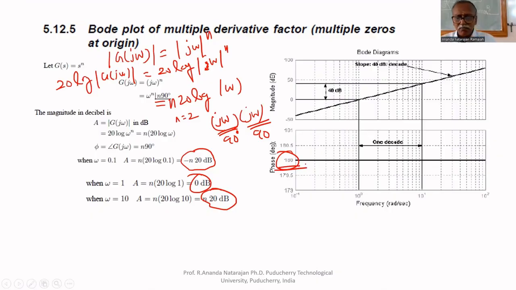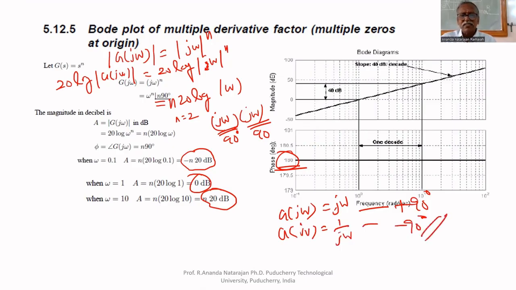What is the difference here? Plus 180 degree. 1 by s means minus 90 degree. S in the numerator means G of j omega equal to j omega means plus 90 degree. G of j omega equal to 1 by j omega means minus 90 degree. That is the difference in the phase plot.